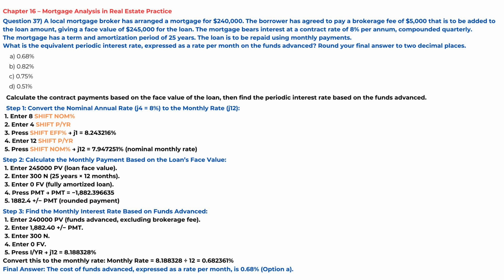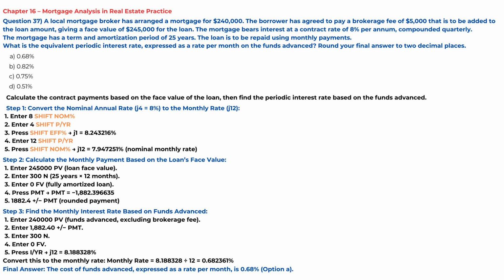Step 1. Convert the nominal annual rate, J4 equals 8%, to the monthly rate, J12. Enter 8, Shift NOM. Enter 4, Shift PYR. Press Shift Effective. Calculator stores J1 equals 8.243216%. Enter 12, Shift PYR. Press Shift NOM equals 7.9472551%, nominal monthly rate.